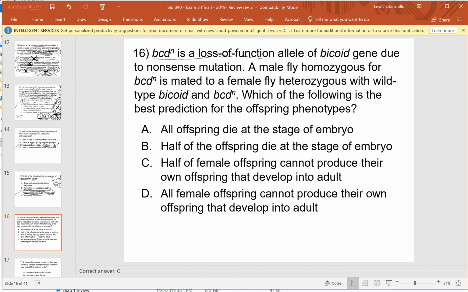BCN is the loss of functional allele for bicoid due to a nonsense mutation, so that's where the N comes from. Male fly, homozygous for BCN, is mated to a female fly, heterozygous with wild type bicoid and BCN. Alright, so we just do the cross.